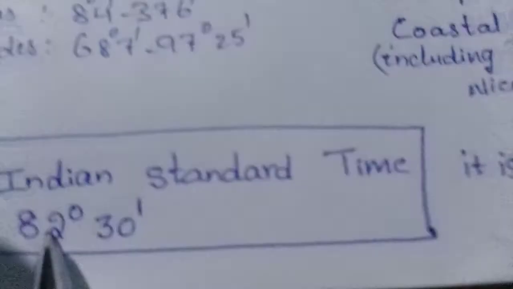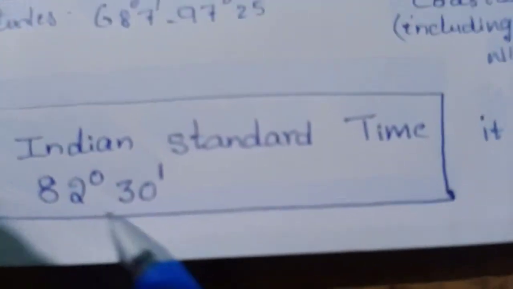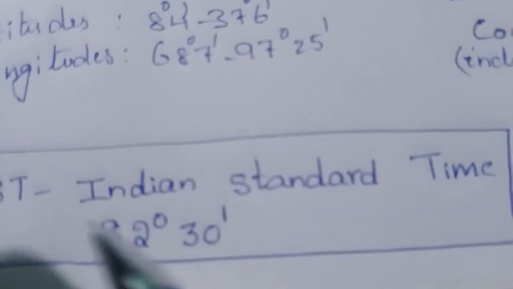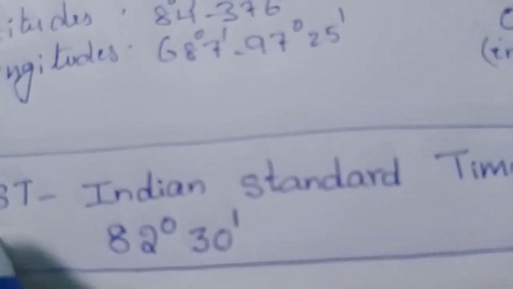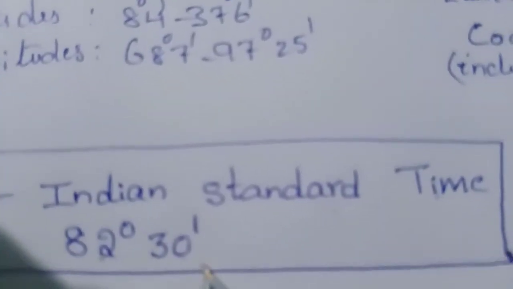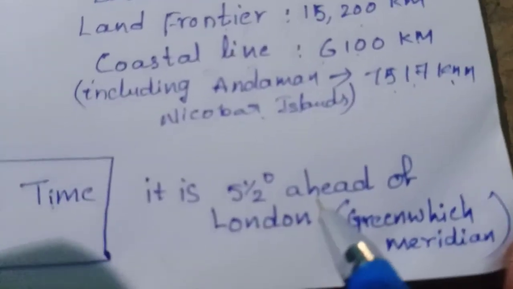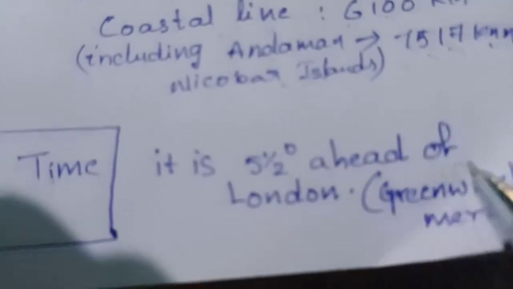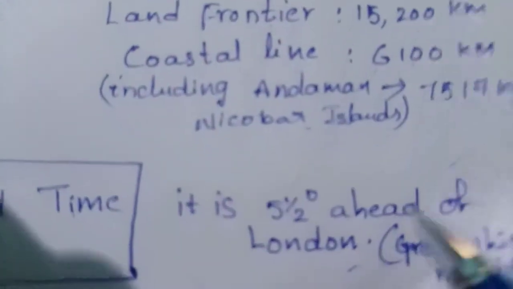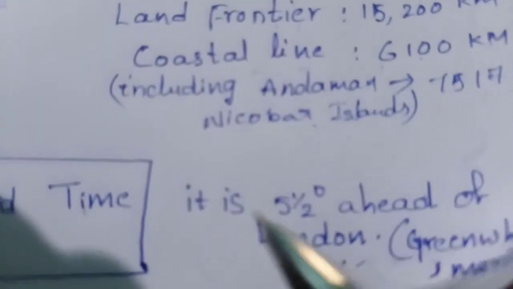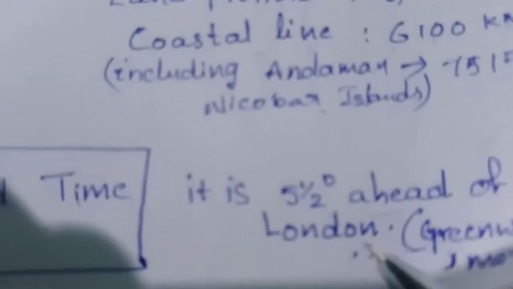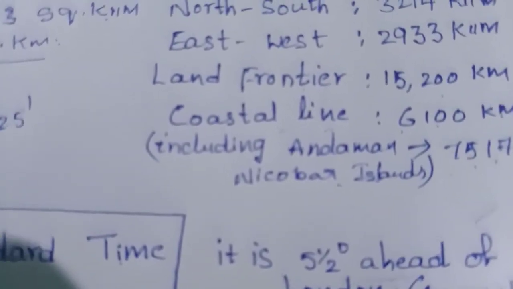Next, Indian Standard Time. How many degrees? 82.5 degrees. We can write it like this: 82 degrees 30 minutes, IST. Indian Standard Time, 82 degrees 30 minutes. It is 5.5 hours ahead of Greenwich Meridian. We know the prime meridian in the world is passing through London. Our Indian Standard Time is 5.5 hours ahead of London. Understood?